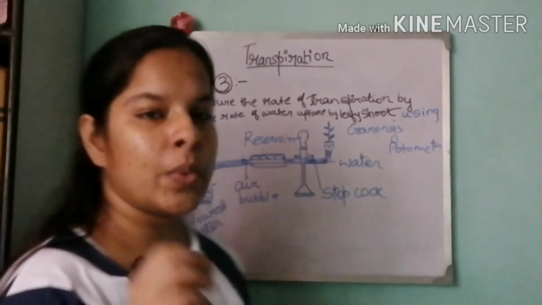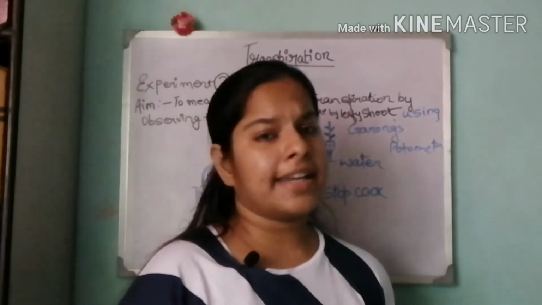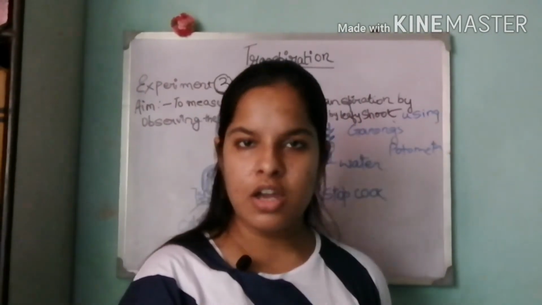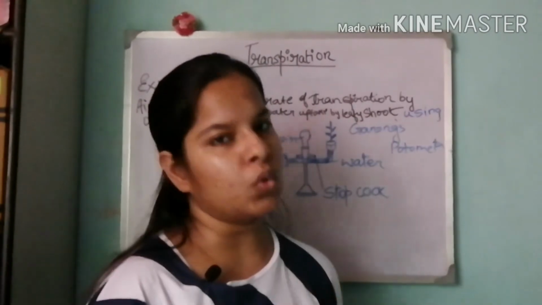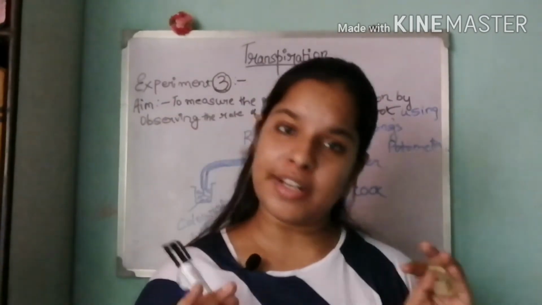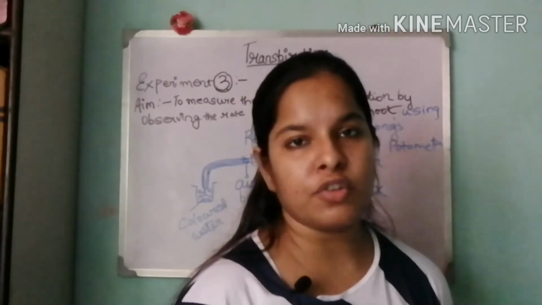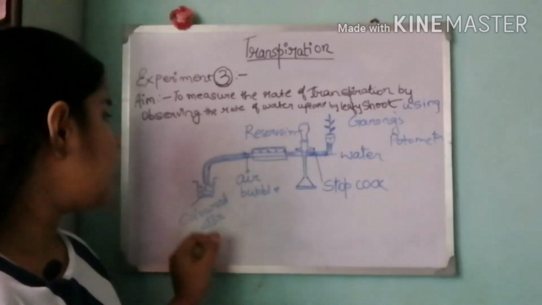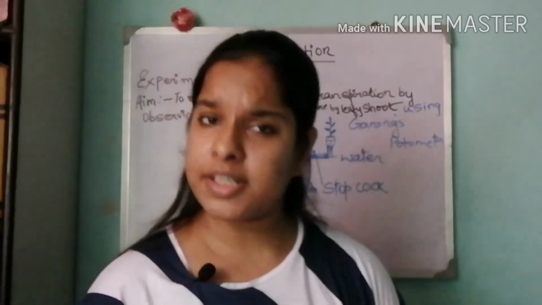Over here we have a twig of a plant. It can be any plant. Remember, we have cut this twig with the help of a scissor. We only need the shoot, we don't require the root over here. Okay, these were the materials required for the experiment. Now I have also explained the procedure, how it has been arranged.